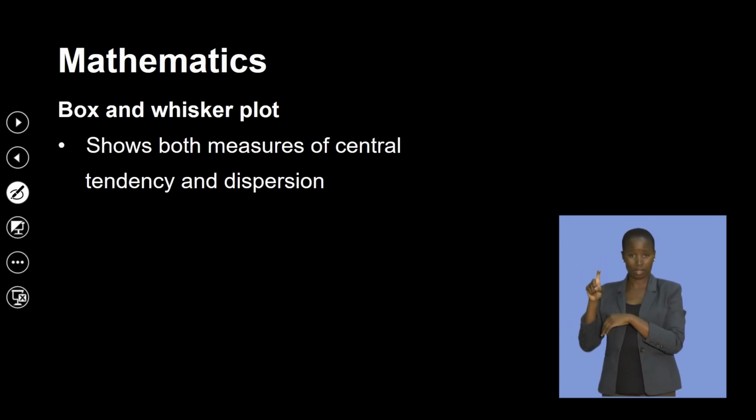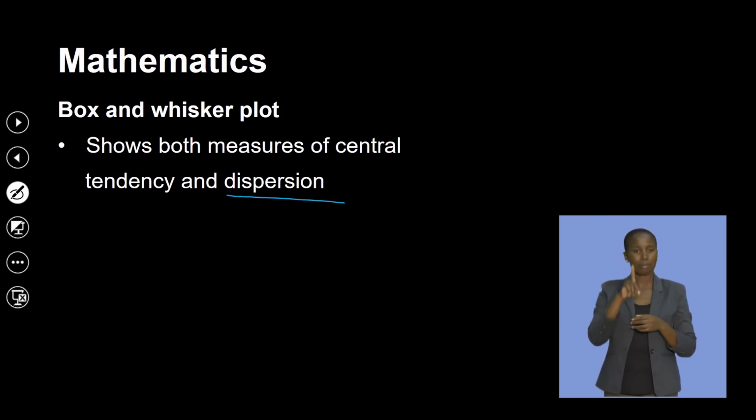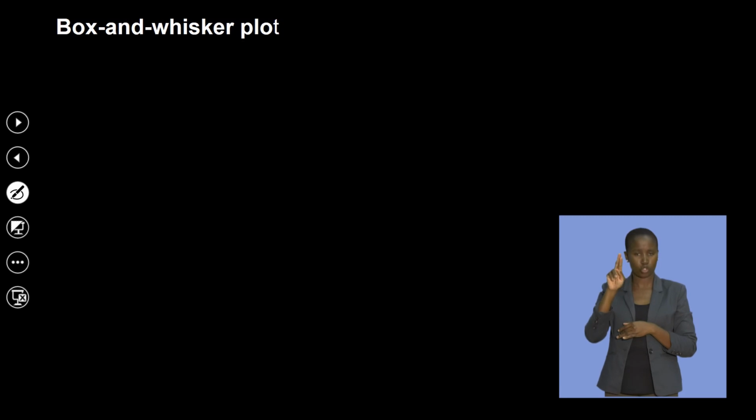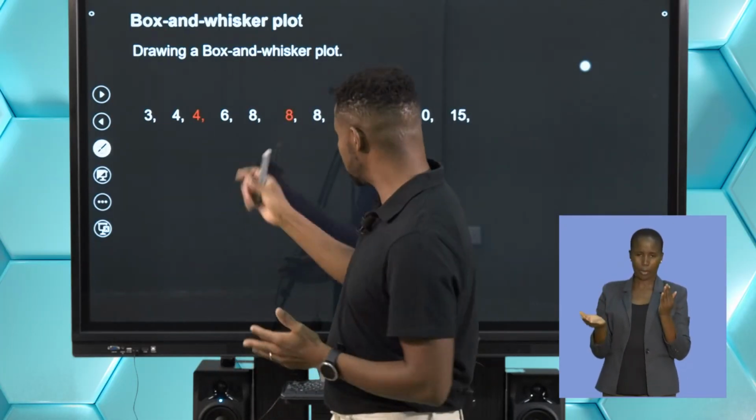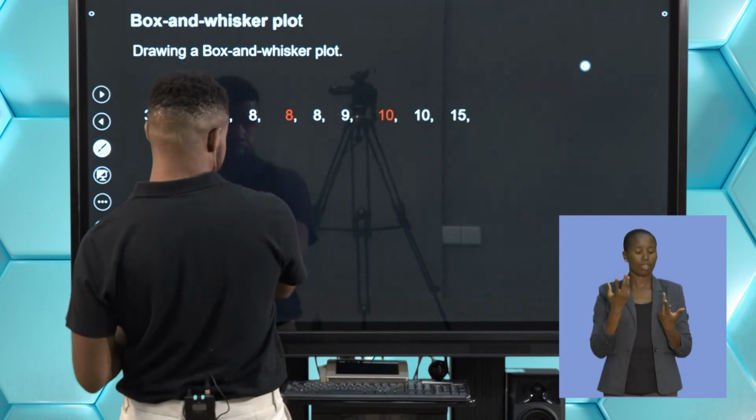Box and whisker plot shows both measures of central tendency and dispersion. Okay, that's very important to know. The whisker plot can be used to compare two sets of data. Let's look at the data. So we have numbers there.